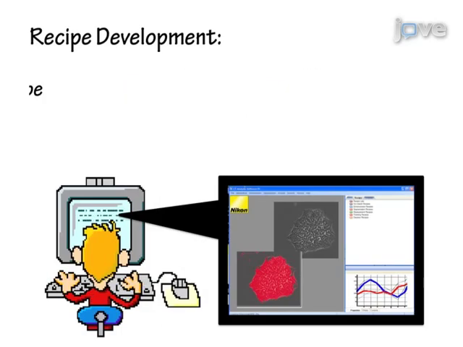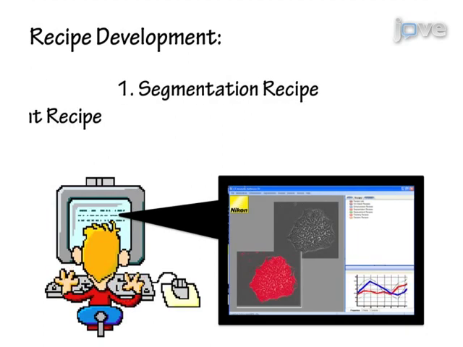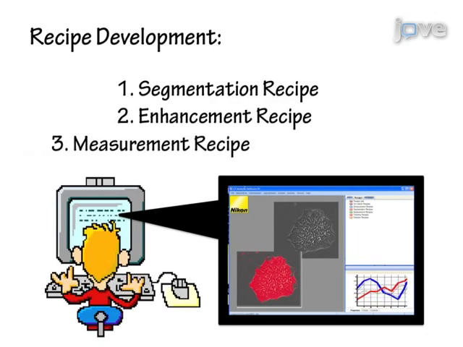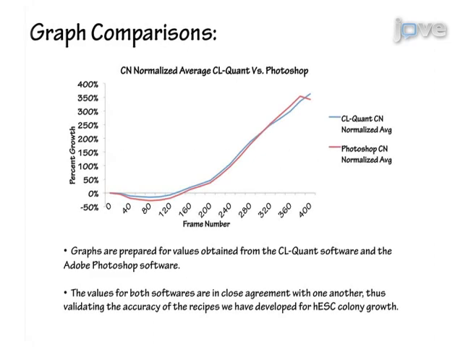The rate of growth is determined using segmentation, enhancement and measurement recipes developed with CL Quant software. The recipes are validated by comparison to Adobe Photoshop, an image analysis tool that enables precise manual mask fitting to each colony. The emerging field of video bioinformatics can be used to automate the processing, analysis and mining of biological data from microscopic videos.